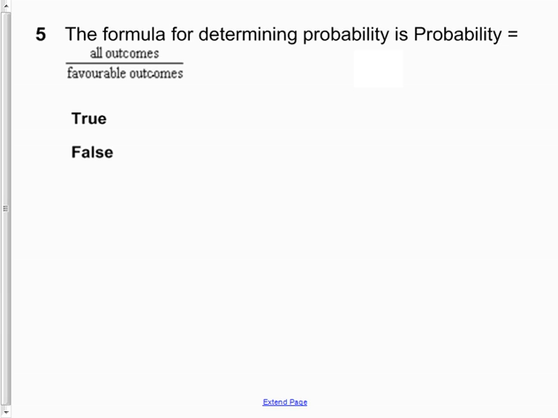Question 5, the formula for determining the probability is probability equals all outcomes divided by favorable outcomes. The answer is false. Probability is equal to favorable outcomes divided by possible outcomes, or all outcomes. So we have that flipped, so it is false.